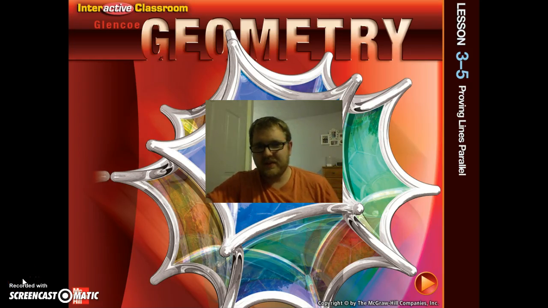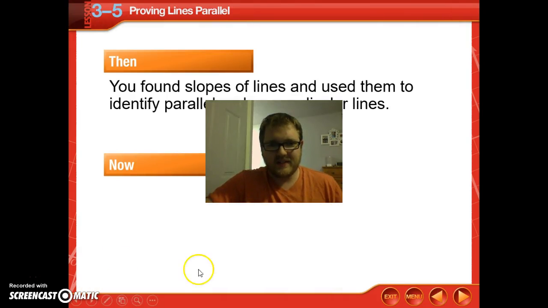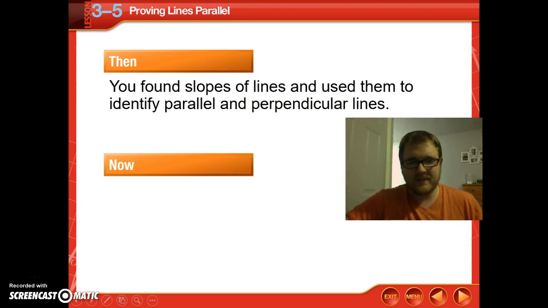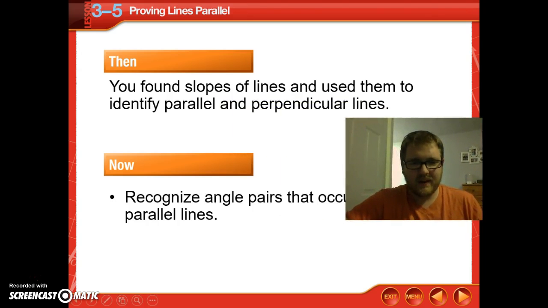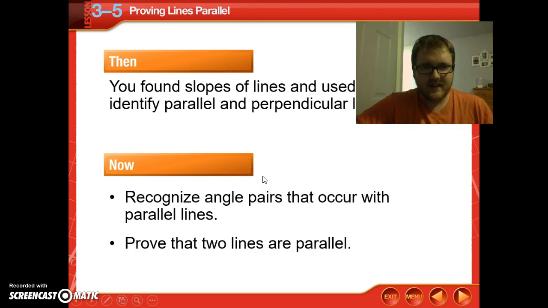Hi, and welcome to this video on proving lines parallel. We've been talking about what determines parallel and perpendicular lines and also the slopes of those lines. Now we want to recognize the angle pairs that occur within parallel lines. We also want to be able to prove that those lines are parallel.